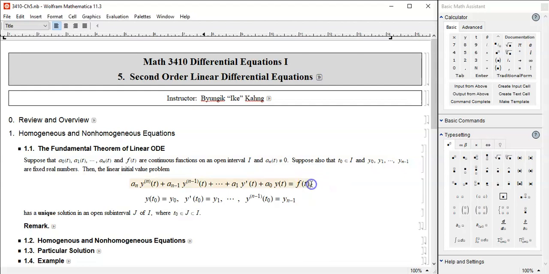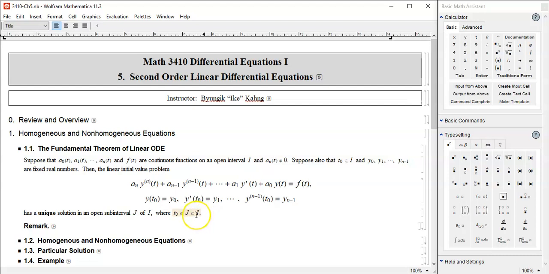Let's suppose that we have a linear ordinary differential equation defined in a certain open interval I, and inside this I we have a starting point t0 with appropriate initial conditions. In that case, there has to be a solution. Not only that, there has to be one and only one solution in a certain subinterval J of I.